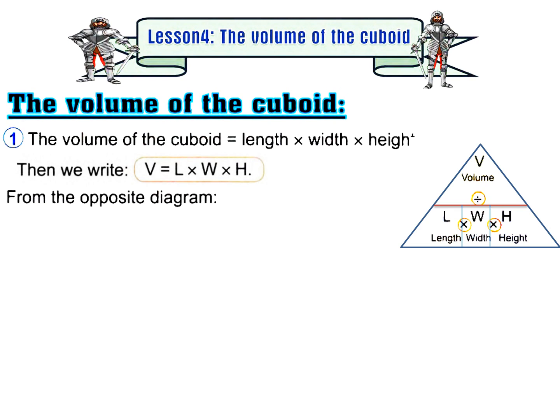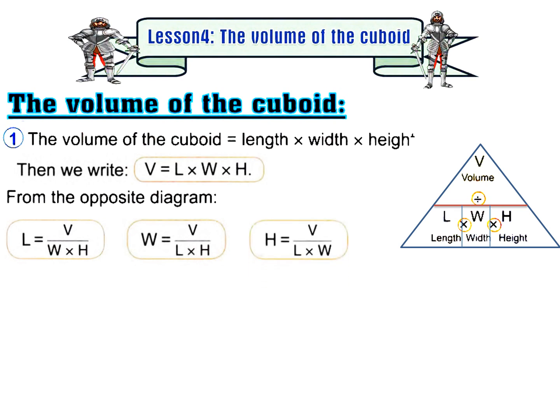If he asks me to get the height, I will divide the volume over length times width, or the base area. Again, length equals volume divided by width times height, and width equals volume over length times height. Lastly, height equals volume over length times width.